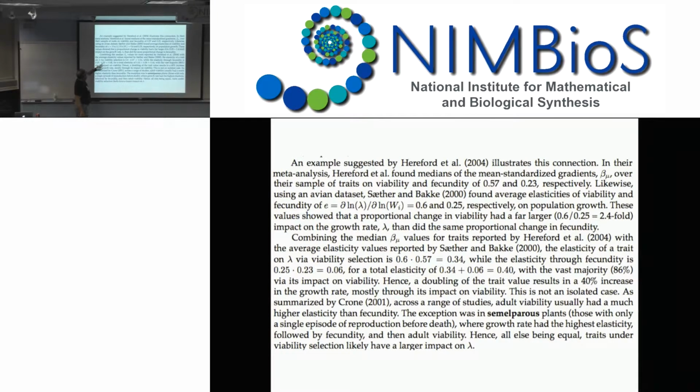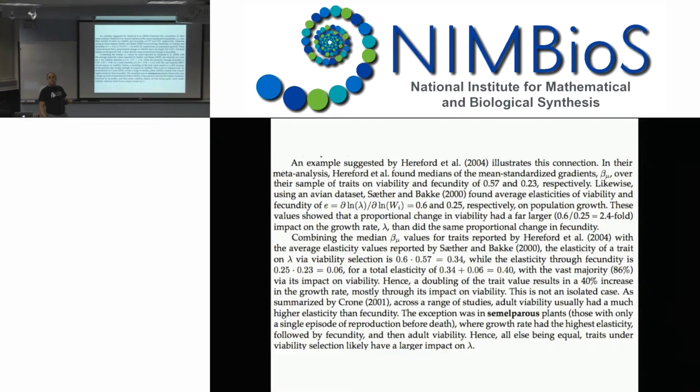You do the same thing for fecundity. That's the elasticity of fecundity on growth rate. That's the mean standardized gradient. That's the average elasticity of a fitness mean on fecundity. You get a value of 0.6. Add them together, the total elasticity is about 0.4. The vast majority is due to the fact that traits changed viability, not fecundity.